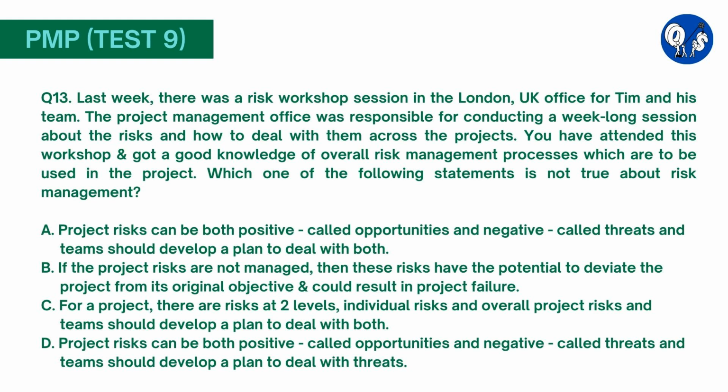A. Project risks can be both positive, called opportunities, and negative, called threats, and teams should develop a plan to deal with both. B. If the project risks are not managed, then these risks have the potential to deviate the project from its original objective and could result in project failure. C. For a project, there are risks at two levels, individual risks and overall project risks, and teams should develop a plan to deal with both. D. Project risks can be both positive, called opportunities, and negative, called threats, and teams should develop a plan to deal with threats. Here, option D is correct.